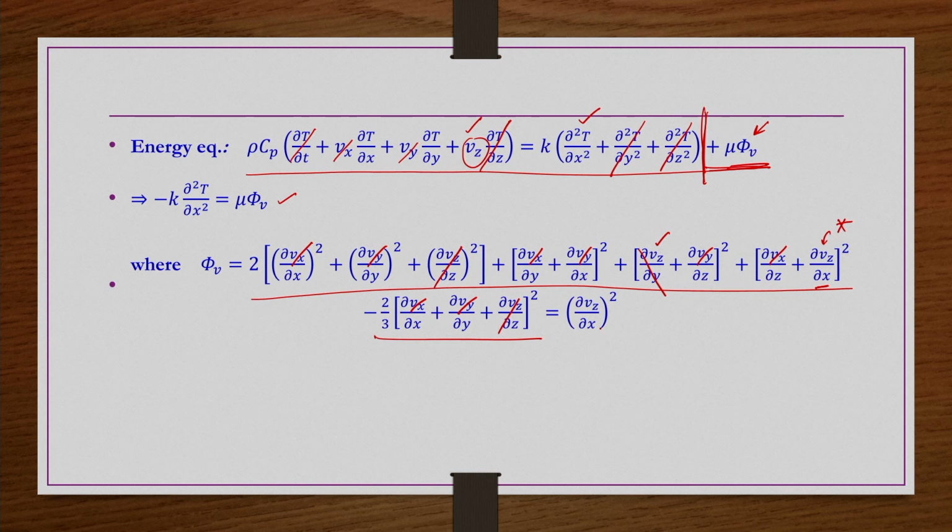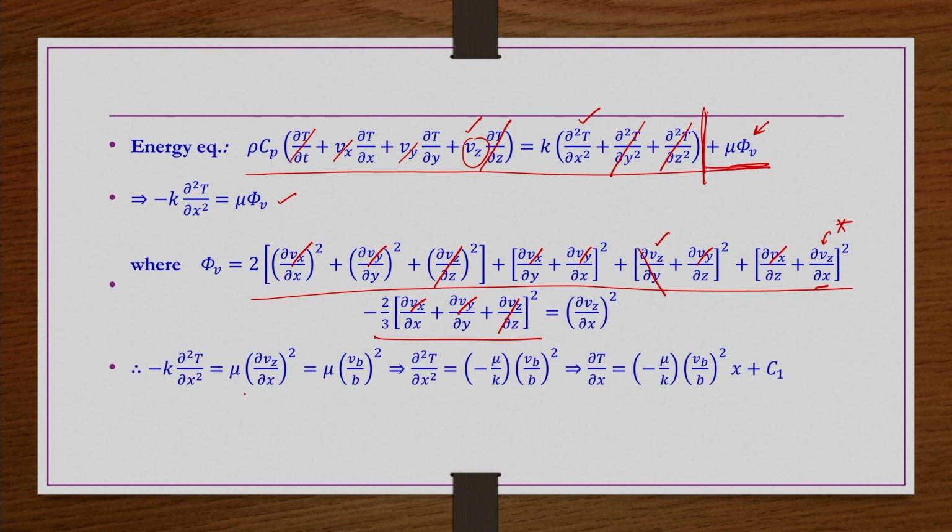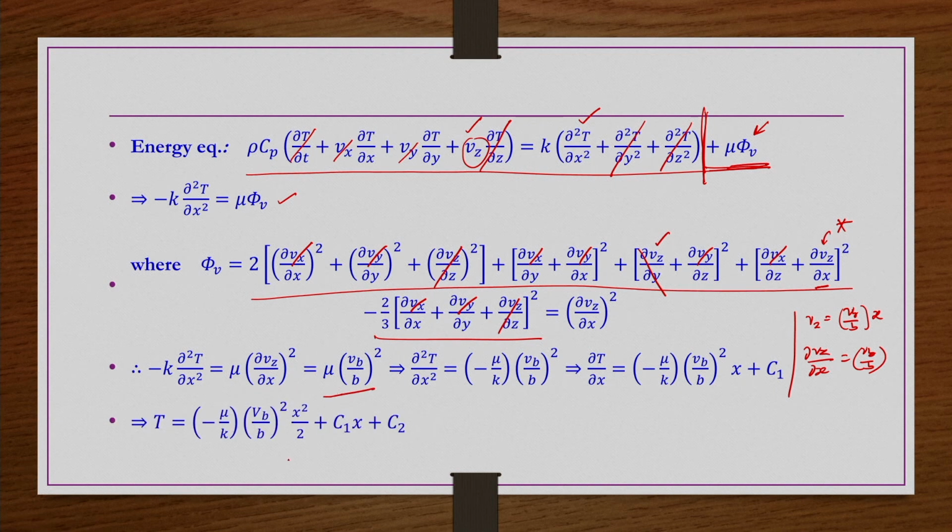That means minus k d²T/dx² is equal to mu (dVz/dx) whole square. But Vz, what we have, Vz is equal to Vb by b times x. So dVz/dx is Vb by b. So mu (Vb/b) whole square, this is what we are having. Now, this minus k we also take to the right hand side. So d²T/dx² is equal to minus mu by k (Vb/b) whole square. If you integrate it, dT/dx is equal to minus mu by k (Vb/b) whole square x plus C1.